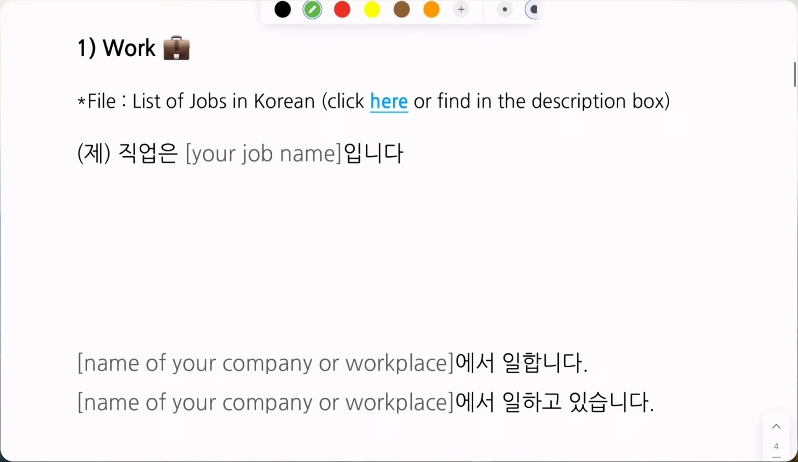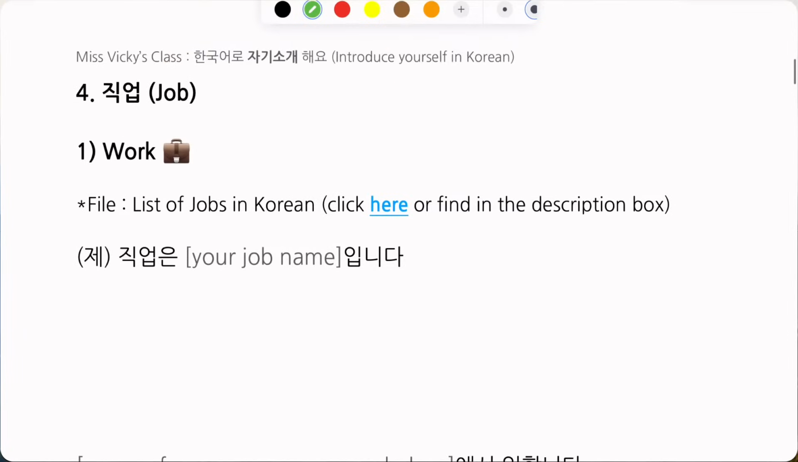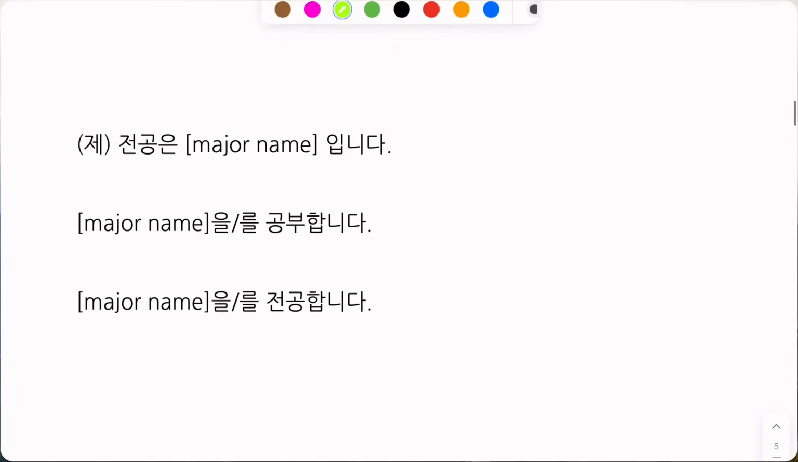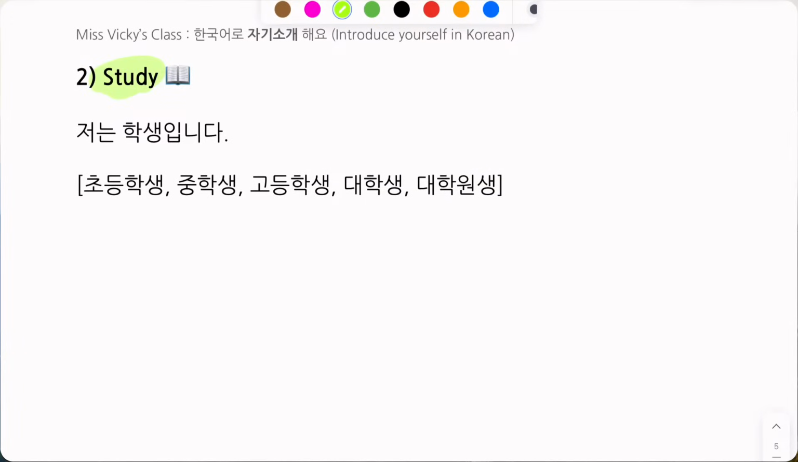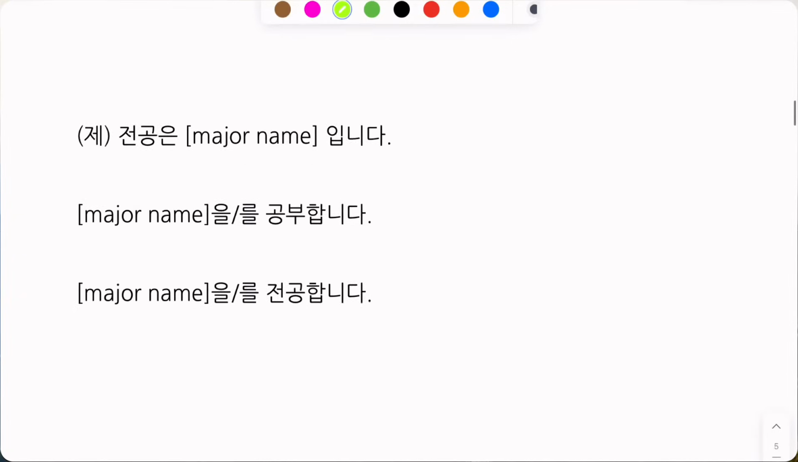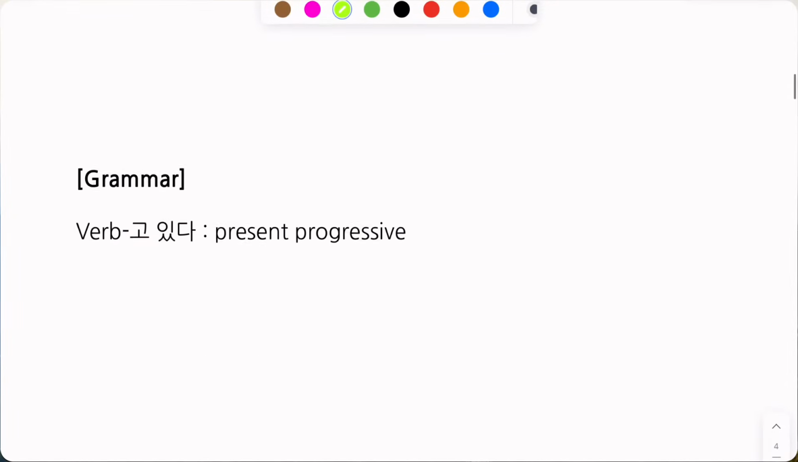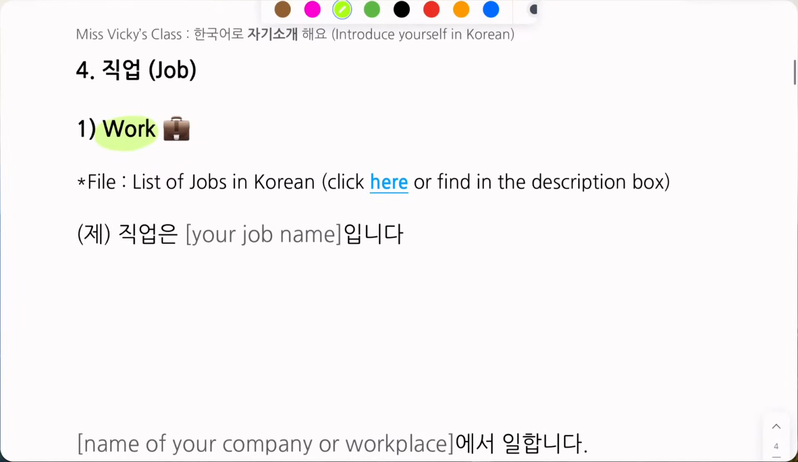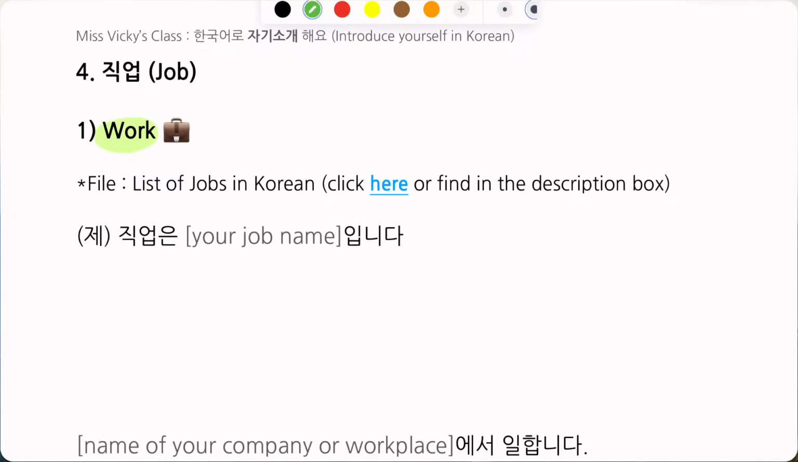let's move on to speaking about our job, what we do. So I'm aware that some of you might be working and some of you might be studying and some of you might be in the middle. You're neither working nor studying. So I prepared a Korean lesson for all those sections, all those scenarios. So let's start from when you work.